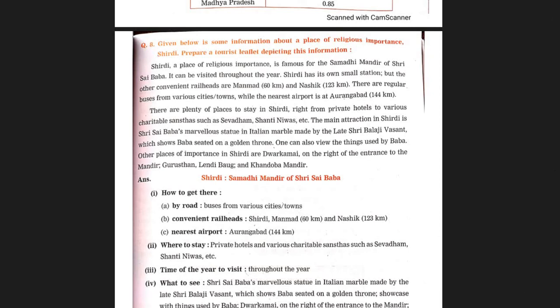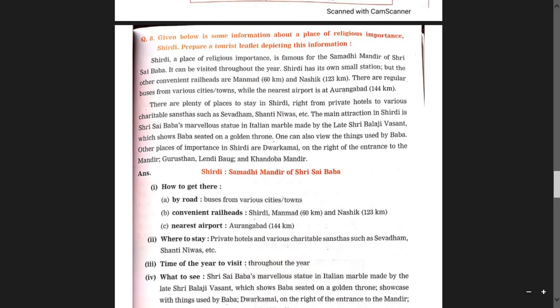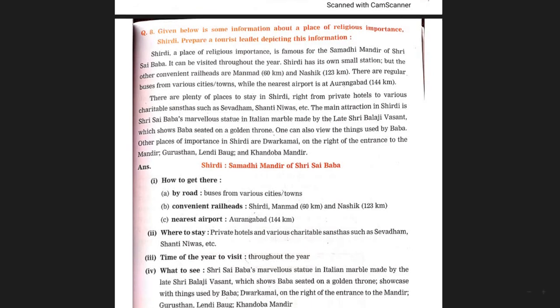Shirdi has its own small station, but the other convenient rail heads are Manmad, that is 60 kilometers, and Nashik, that is 123 kilometers. There are regular buses from various cities, towns, while the nearest airport is at Aurangabad, that is 144 kilometers.